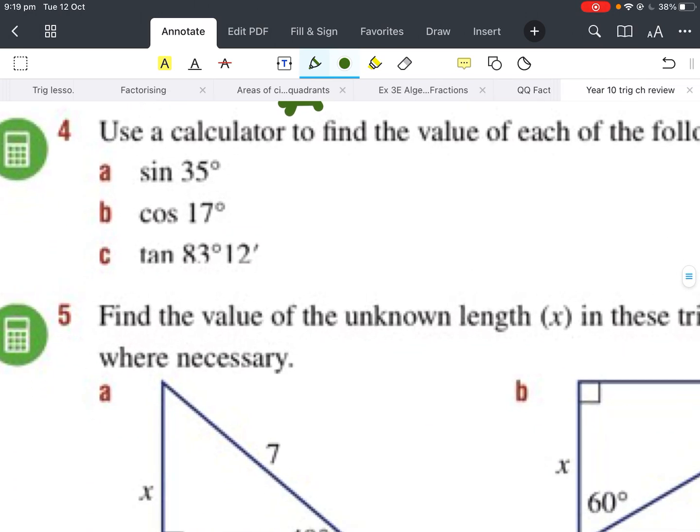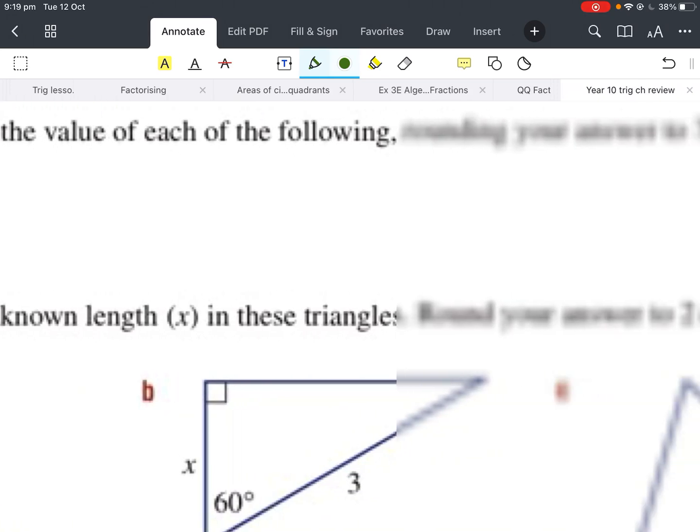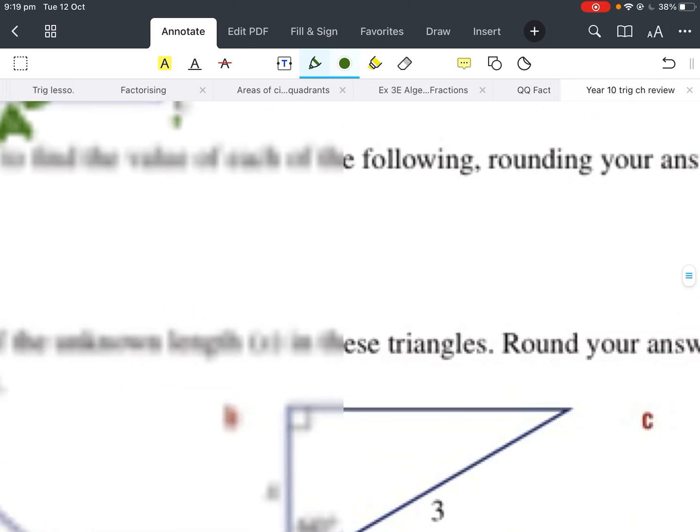Use a calculator. Now, hopefully you already know how to do this because you've been doing it. So I'll do A and C only, all right? So sine 35 means you press sin, and then you press 35. You don't have to close the brackets on these ones. And use a calculator to find the value rounding to 2 decimal places.